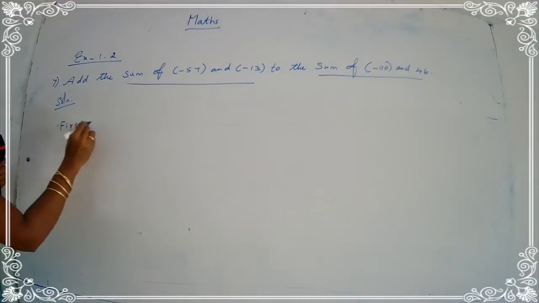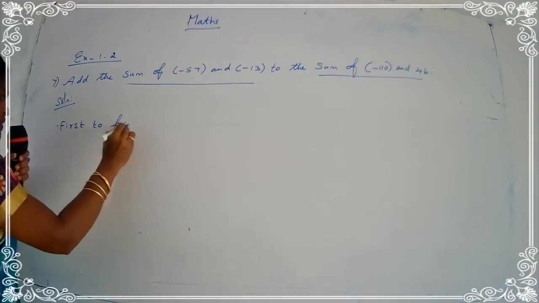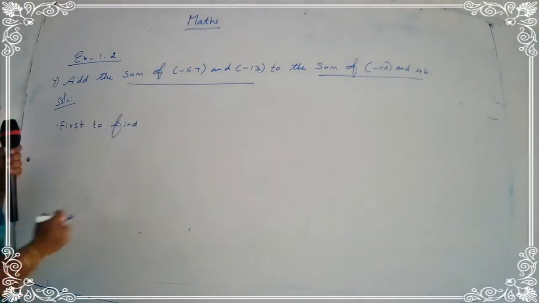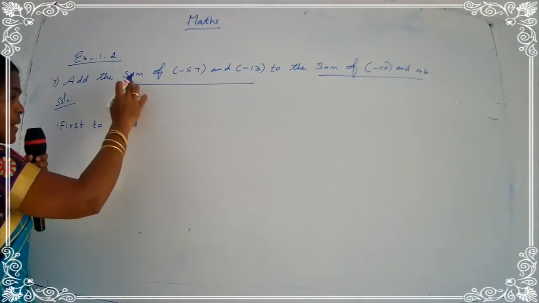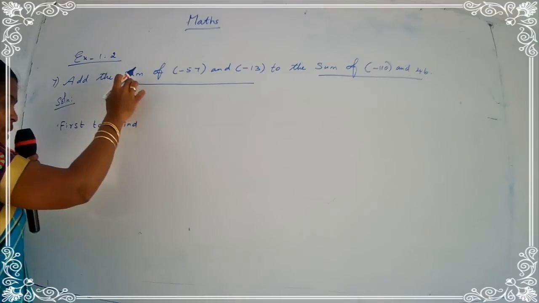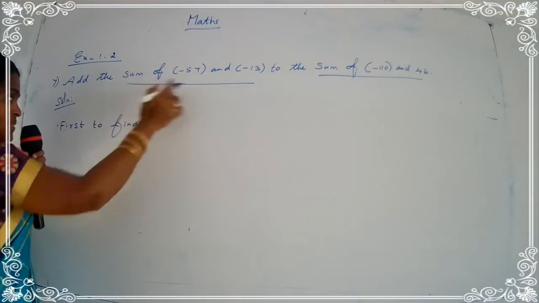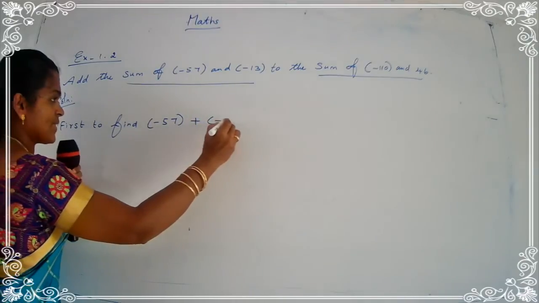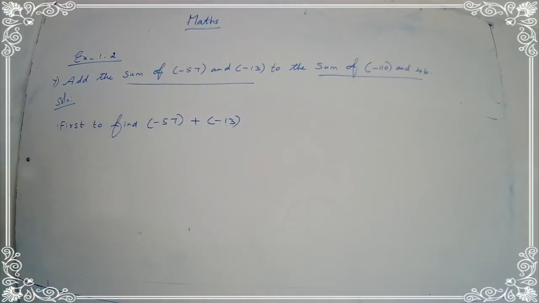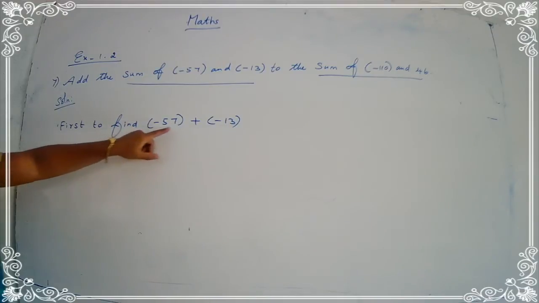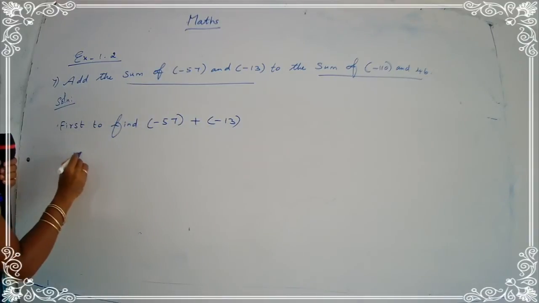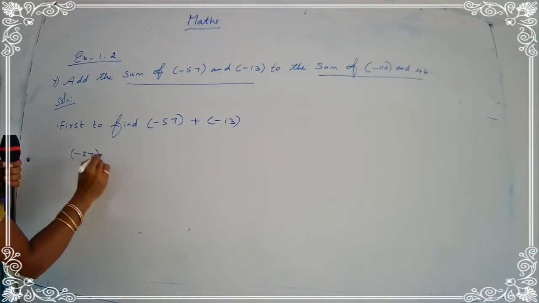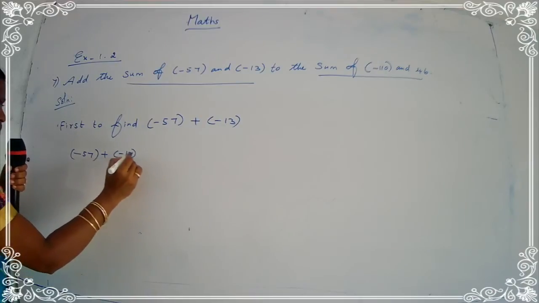First to find the sum of minus 57 and minus 13. Sum of minus 57 and minus 13 means we have to add. Yes or no? Yes. So to find minus 57 plus minus 13, yes or no, children? Yes. So therefore first to find minus 57 plus minus 13. Okay, don't write, listen. Now what is the value of minus 57 plus minus 13?